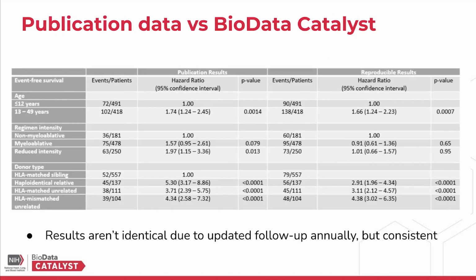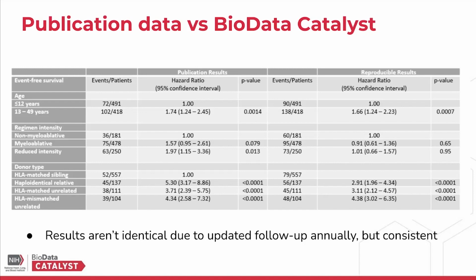Now, all 910 of those patients in that publication were included in the annual uploads from the CIBMTR to Biodata Catalyst. So we were able to easily identify and query those patients. There's actually a variable in the database that is a flag variable indicating that those patients were included in this publication. So it was really quite easy to identify them. And then we were able to perform the same analyses that were done for the publication.